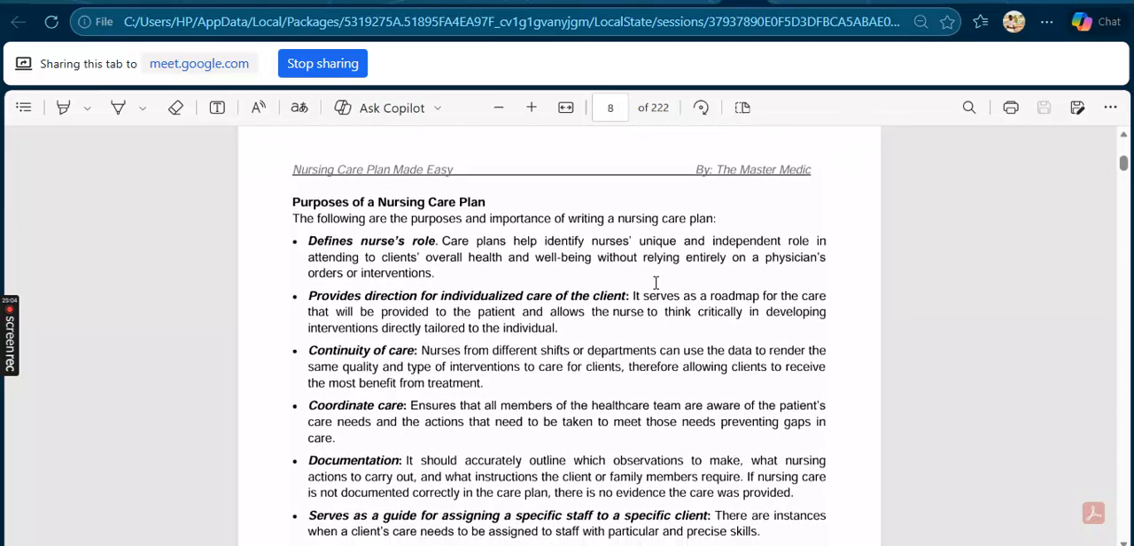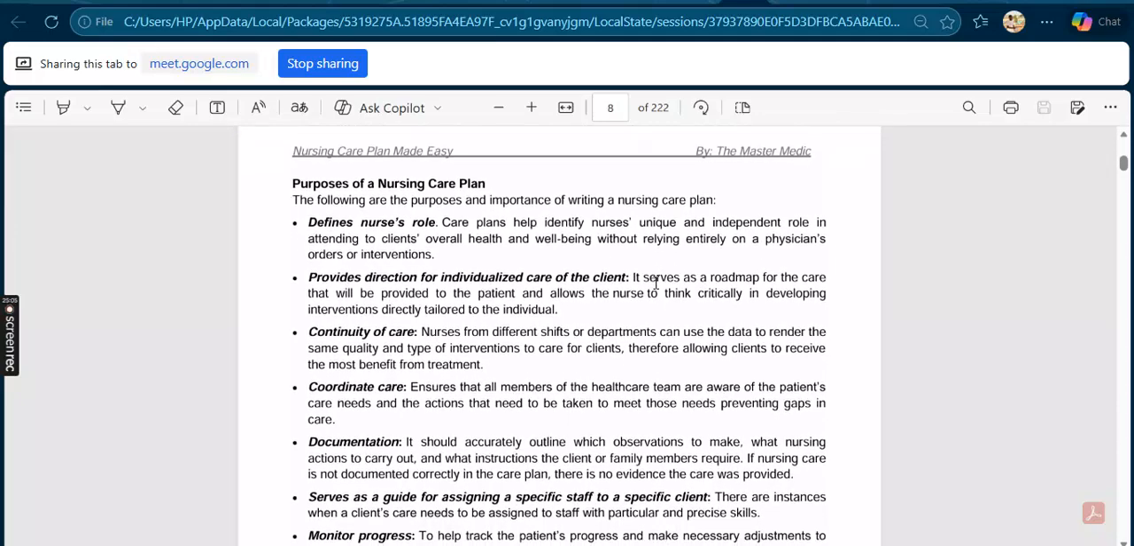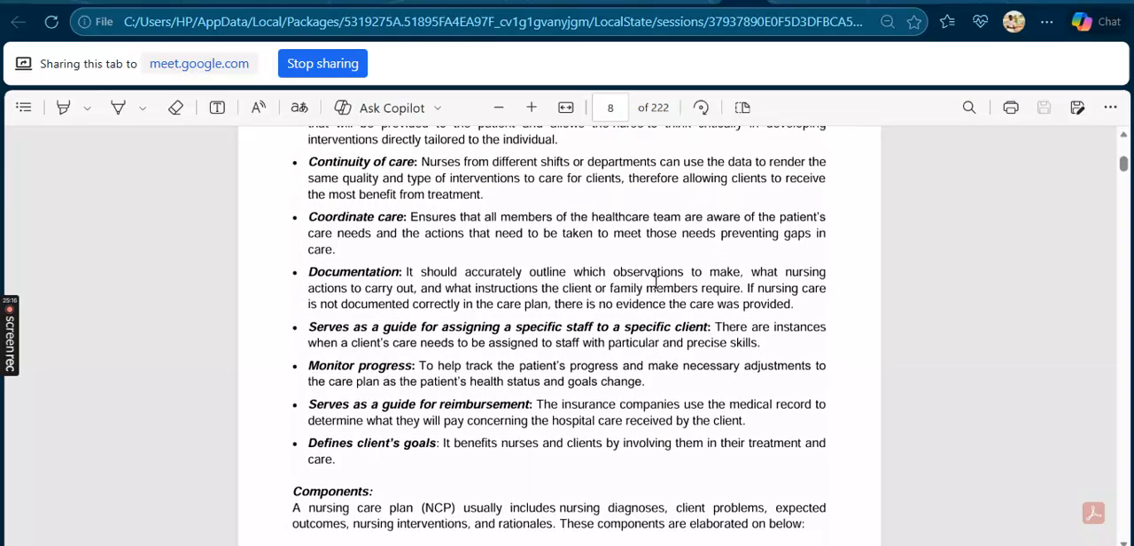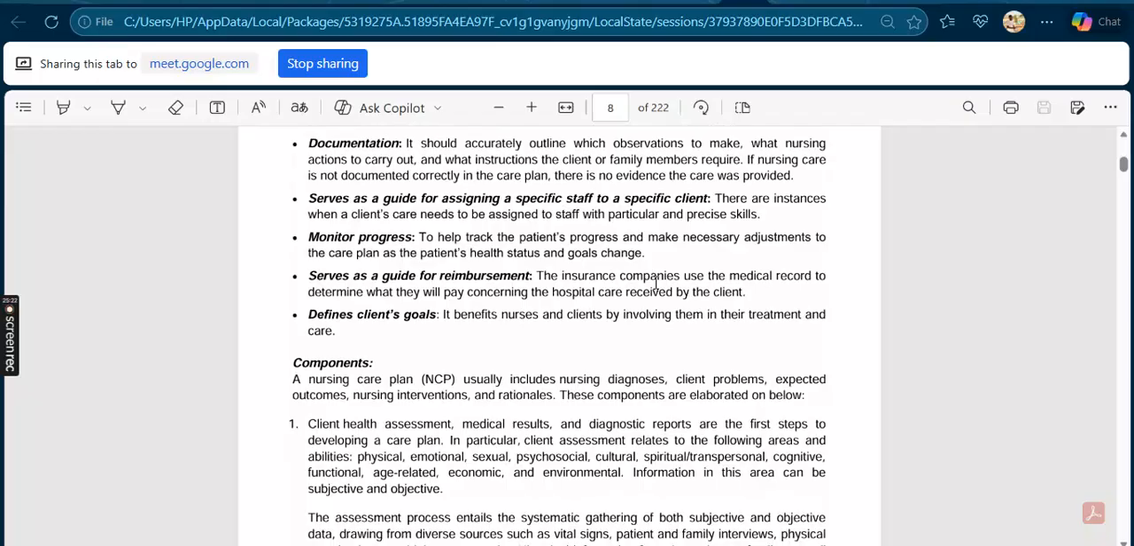Purpose of the nursing care plan. It defines nurses' role. It provides direction for individualized care of the client. Continuity of care. Coordinates care. Documentation. It serves as a guide for assigning a specific staff to a specific client and also monitors progress. It serves as a guide for reimbursement.